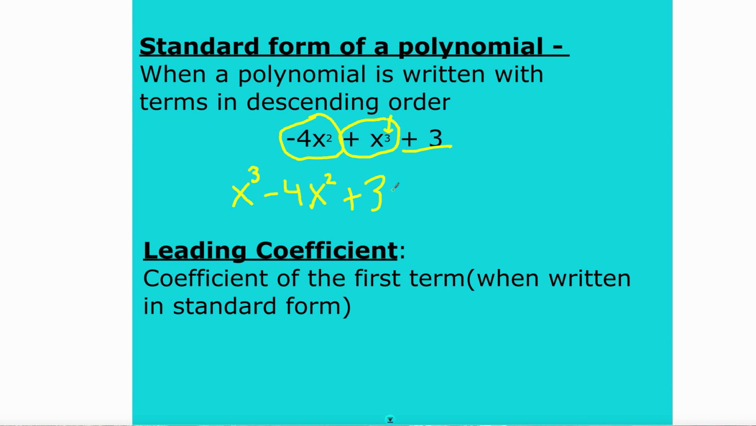This is called standard form. Standard form makes it easy to see the degree. The degree would be the first exponent. It also makes it easier to see what's called the leading coefficient. The leading coefficient is the coefficient of the first term when it's in standard form. So the leading coefficient of this is just 1, because it is the coefficient of x cubed, that highest power.